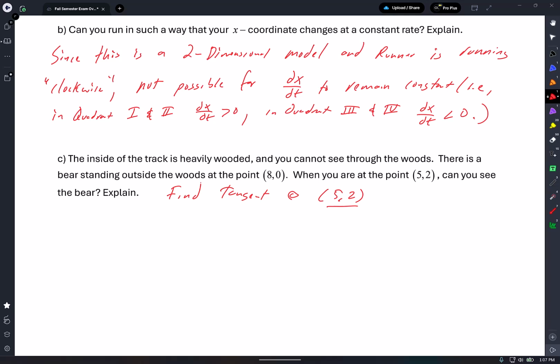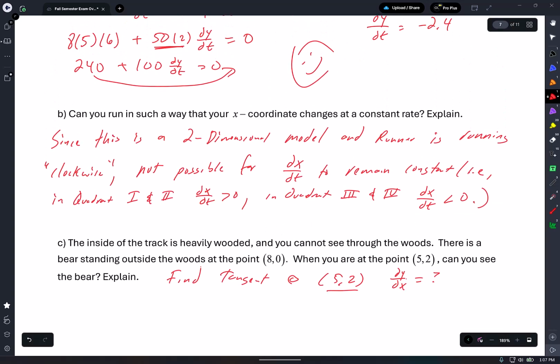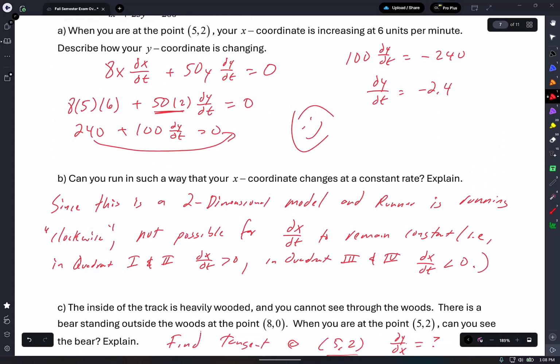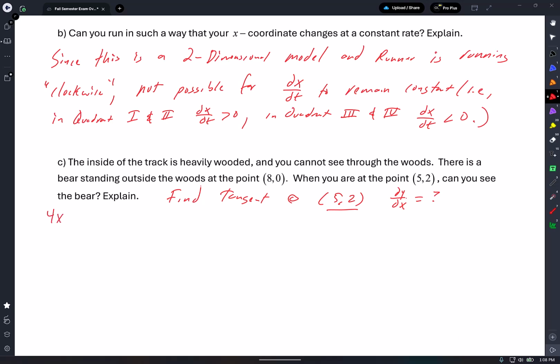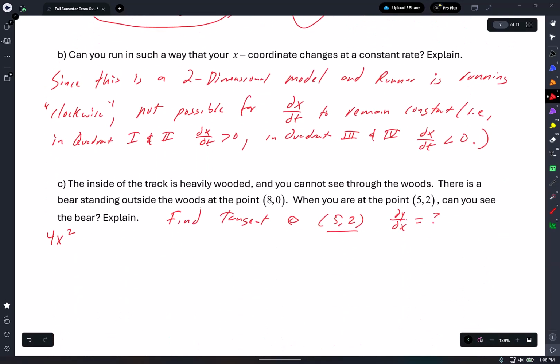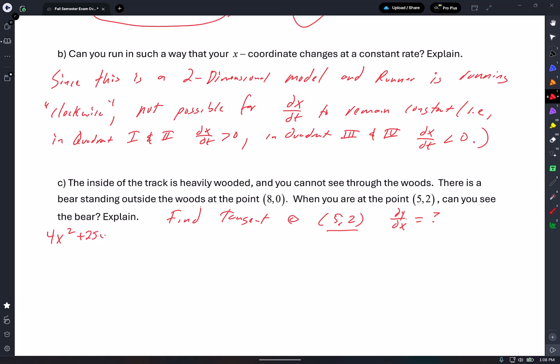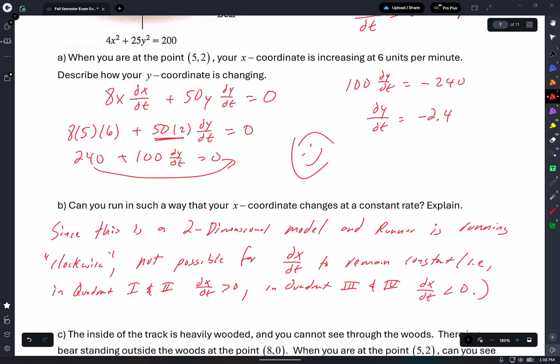What two things do I need for a tangent line? A point and a slope. So I need dy/dx. I need a slope. So I'm going to take my equation, 4x squared plus 25y squared equals 200.